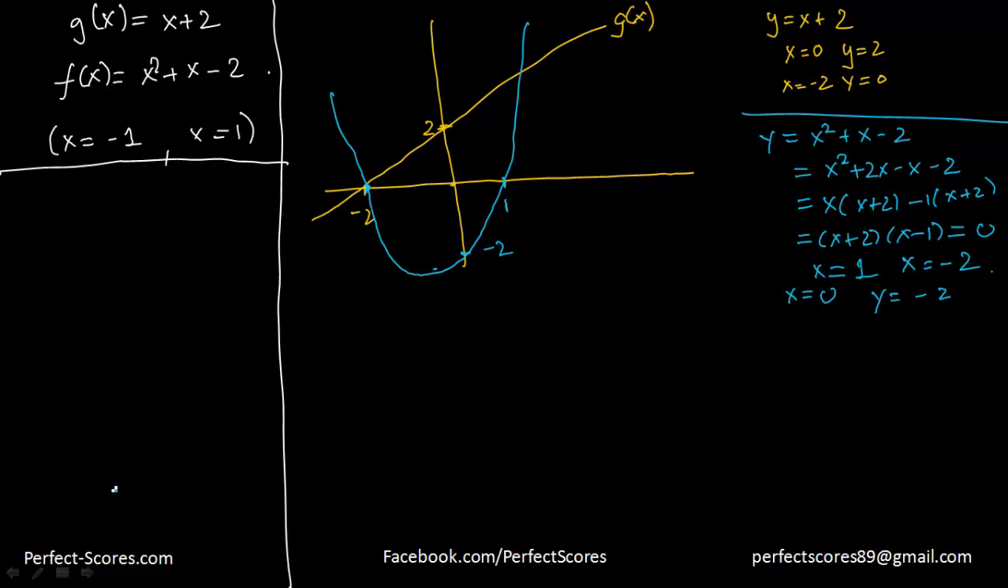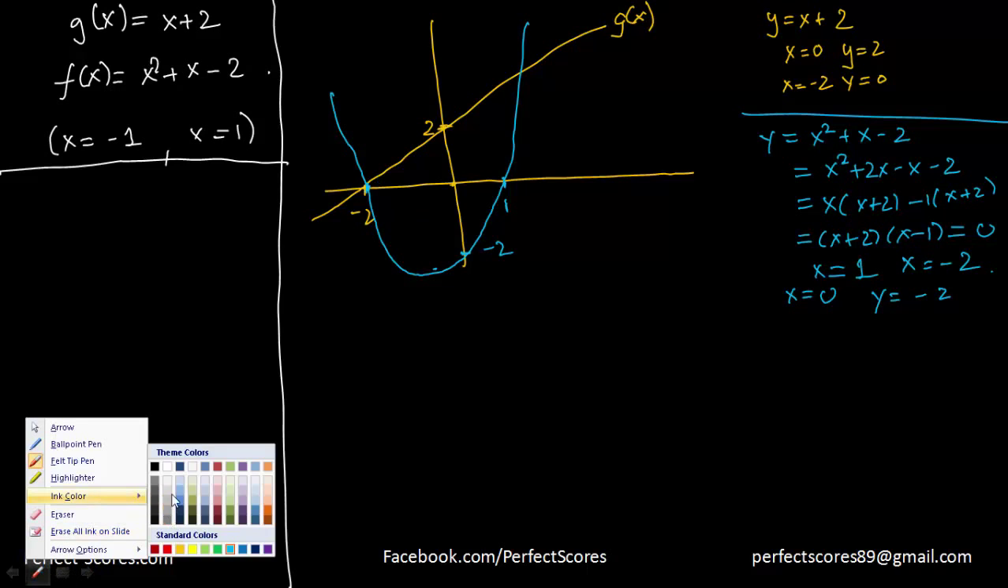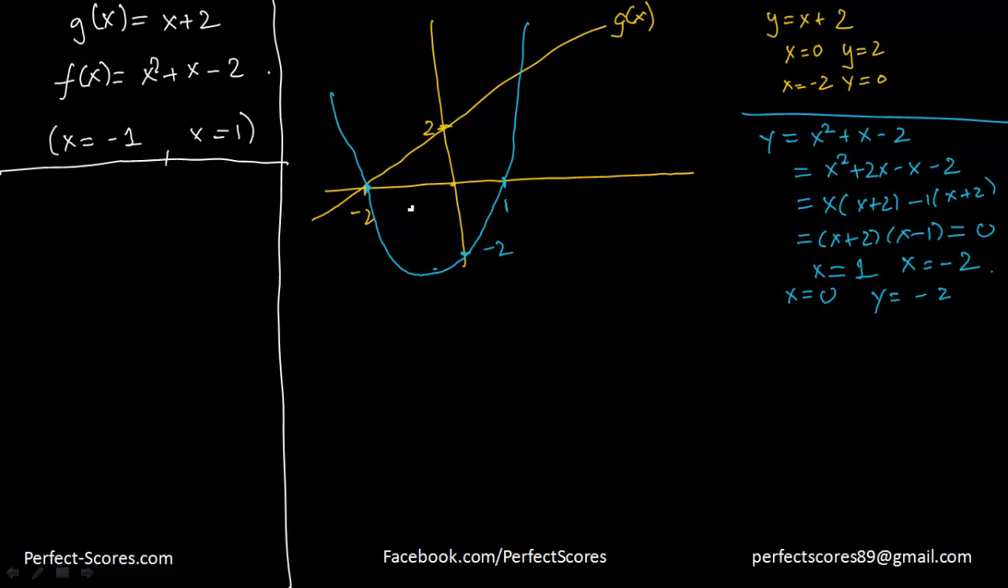Now what do I have to do? I have to find the area under the curve from x is equal to minus 1 to x is equal to 1. That means I have to find the area from x is equal to 1 all the way till x is equal to minus 1. So which means that I have to find this area.